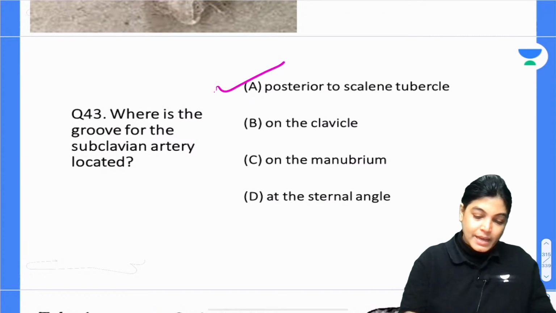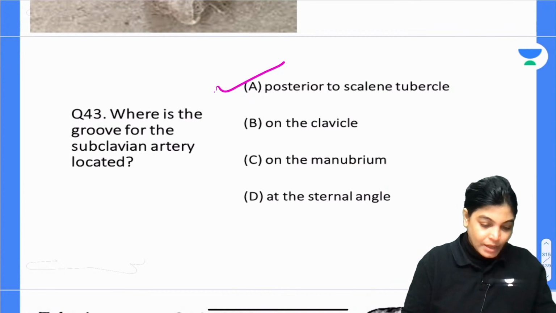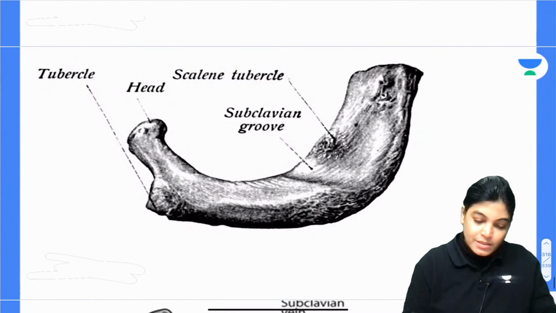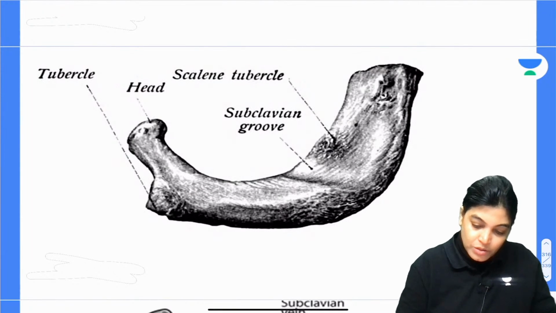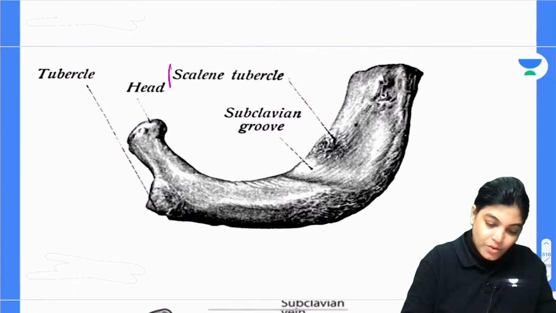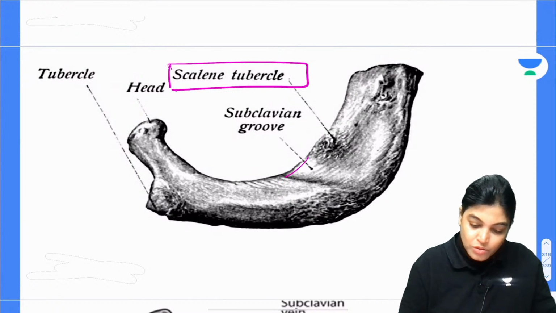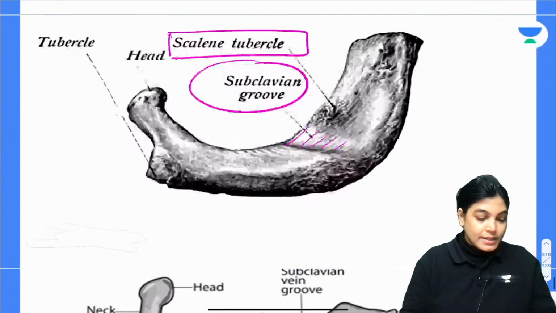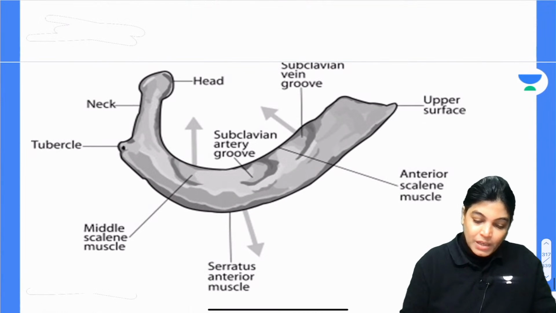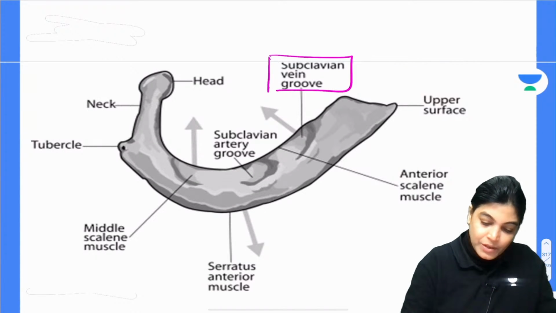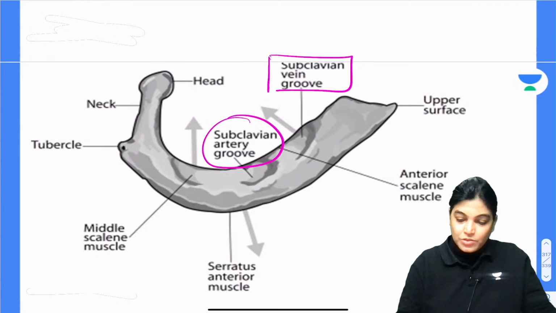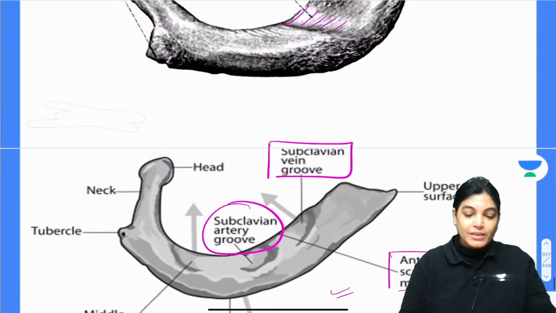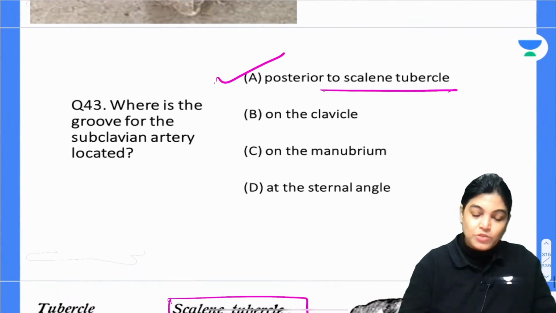The correct answer is A, posterior to the scalene tubercle. Let me show you. This diagram shows the scalene tubercle, and just close to it you can see the subclavian groove, where the subclavian vessels are located. There are two grooves: the subclavian vein groove and the subclavian artery groove, in relation to the anterior scalene muscle. This is related to the scalene tubercle of the rib.